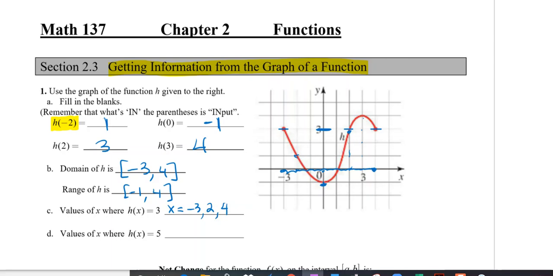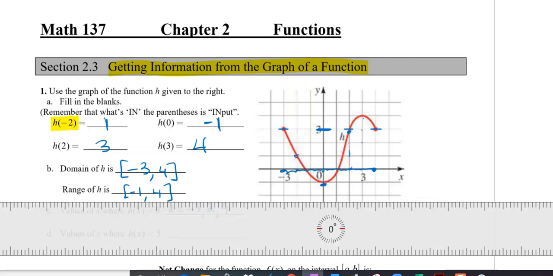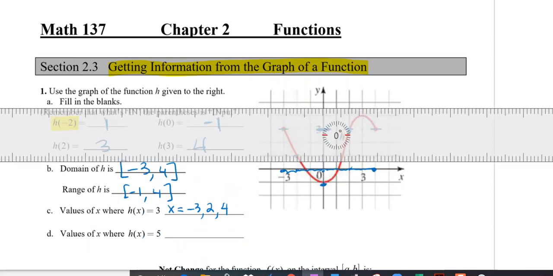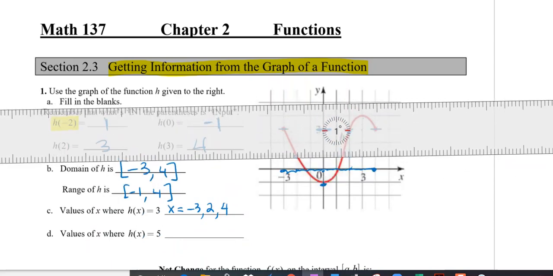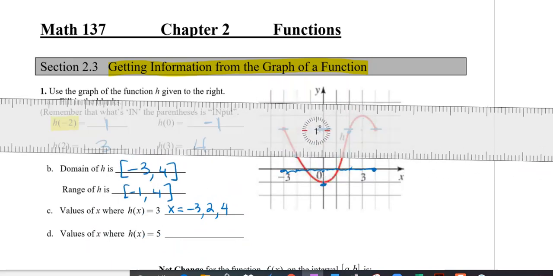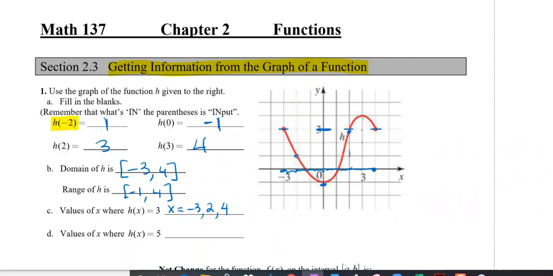For what input values is the output equal to 5? Well, if I look at y equals 5 up here, does that hit any points on the graph? No. Remember, the highest it got was 4. So none. There are no x values that have that output.